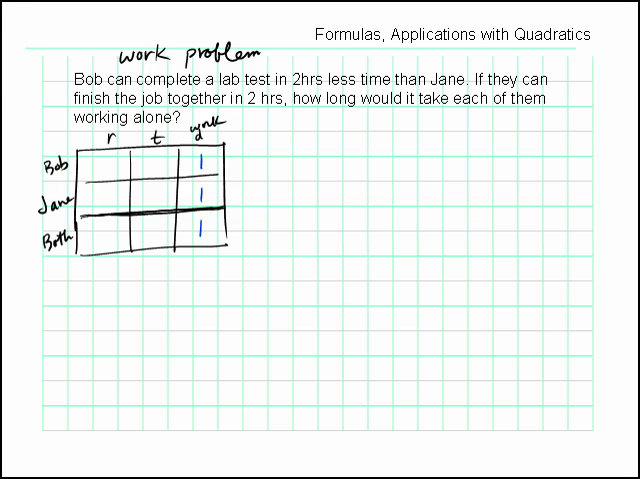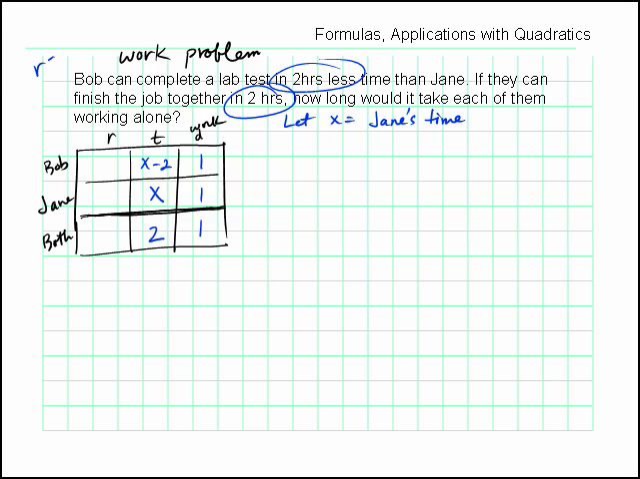The time it takes Bob, he can do it in 2 hours less time than Jane. So if I let x equal Jane's time, I'll put an x there. If x is Jane's time, then Bob takes 2 hours less time. His time is x minus 2. They can finish the job together in 2 hours. So both of them working together takes a time of 2 hours.